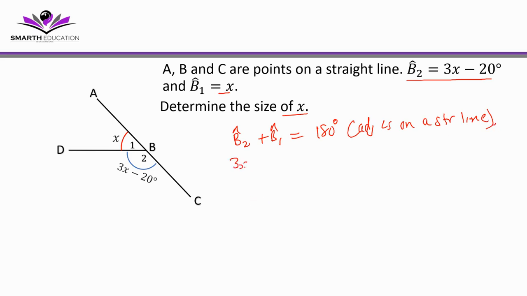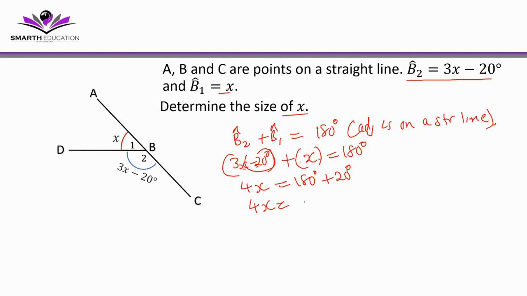Then we have 3x minus 20 degrees plus x is equal to 180 degrees. 3x plus x is 4x, which is equal to 180 degrees plus 20 degrees. We transpose the negative 20, adding 20 on both sides of the equation. So 4x is equal to 200 degrees. Divide by 4 on both sides of the equation. x is equal to 50 degrees.